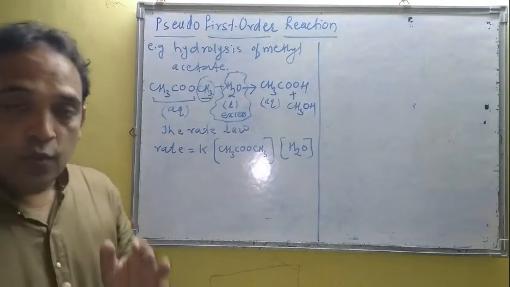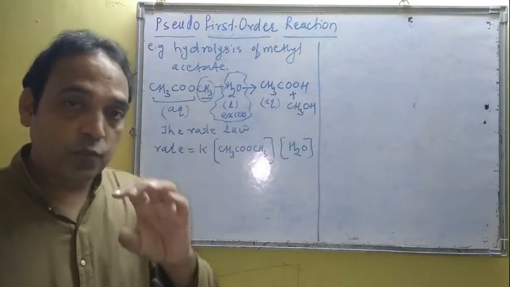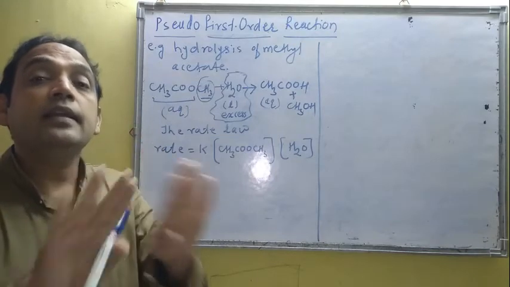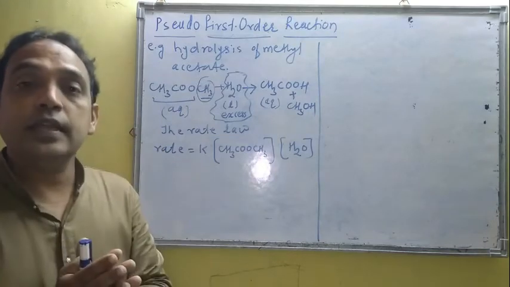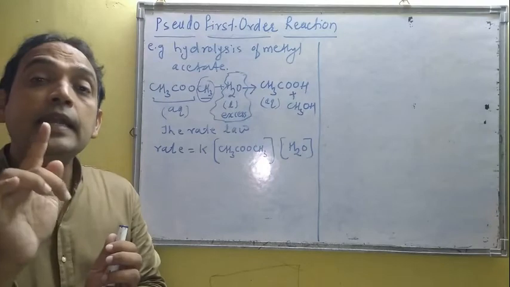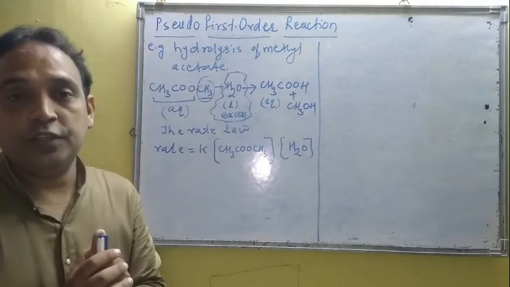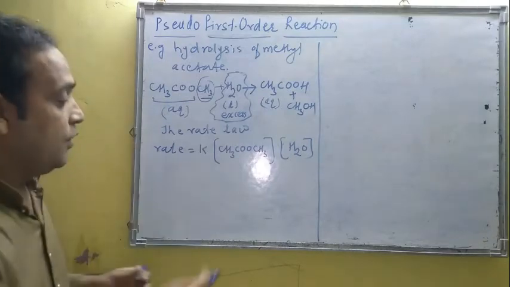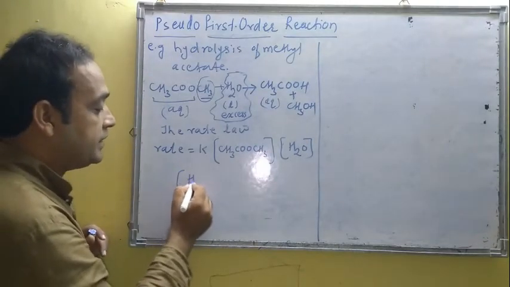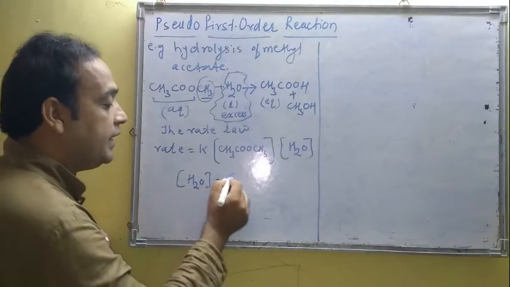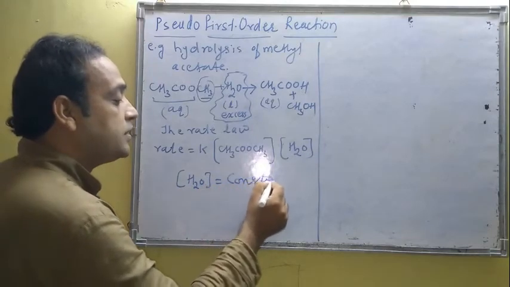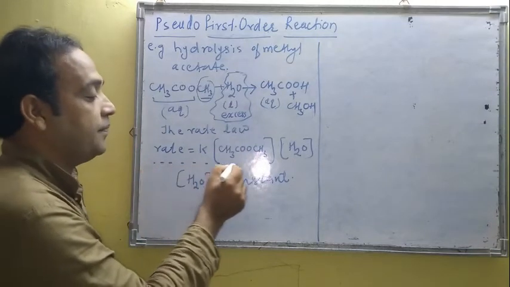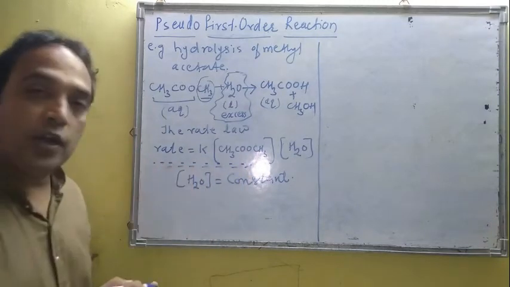Any quantity which is present in excess, its concentration we neglect. Concentration is negligible means the rate is independent of that concentration, meaning the concentration of the excess species remains constant. So here we will write, since water is present in excess, its concentration remains constant. Here you have to write the reaction. What will you write here?